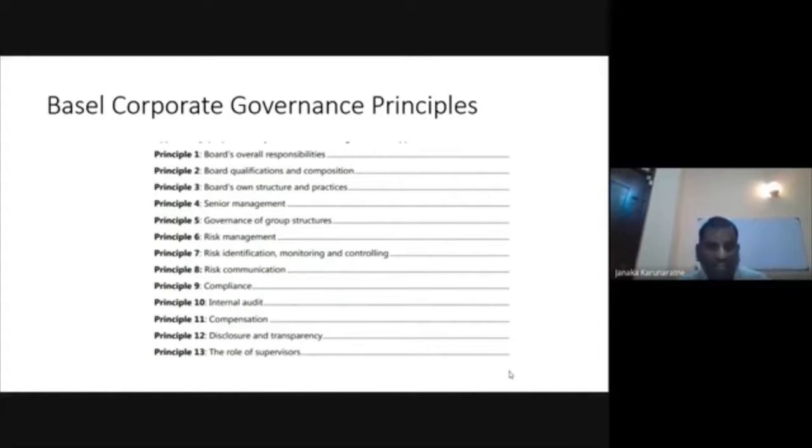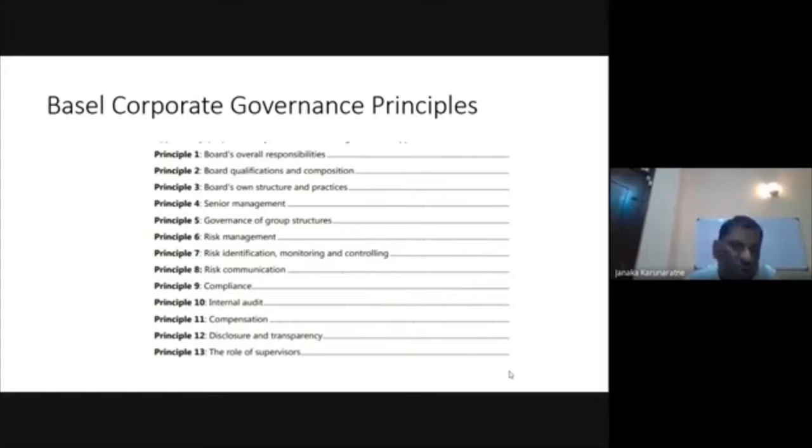Then the bank's own structure and practices. Different banks have different structures and also different practices, policies and procedures. So you must have your own structure and practices in place with respect to the governance culture. The senior management, what are their responsibilities and so on under the governance structures, and also governance of group structures. If you are part of a whole group, how you structure the group transactions, relationships with the group, related party exposures, and so on. Those are very important to set in the framework, so that your transactions with the group companies are at the right level.